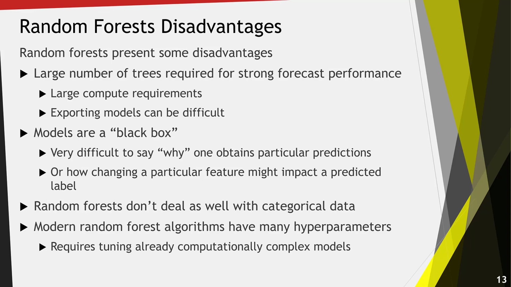So if you have data that don't fit neatly onto a real number line, it can be difficult for random forest models to generate forecasts with those data. Many modern random forest algorithms that improve upon the original algorithm also have many hyperparameters. This requires tuning already computationally complex models and can be very demanding on your computer systems.